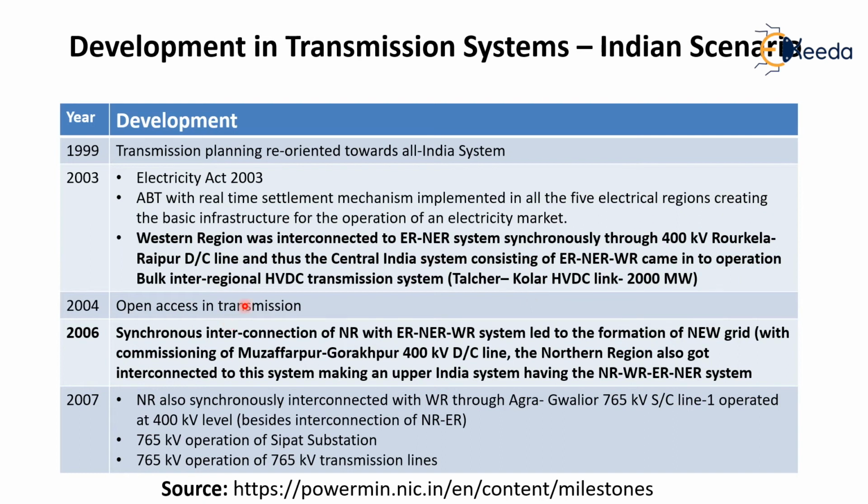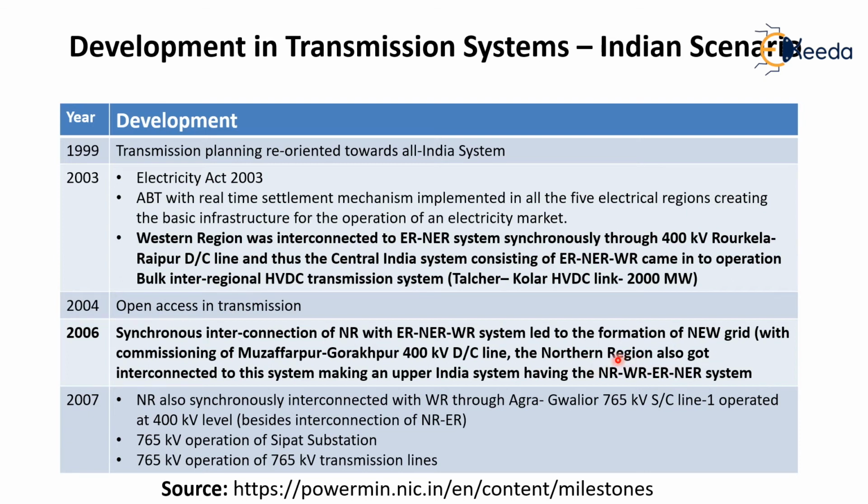In 2006, the next important interconnection took place: synchronous interconnection of the northern region with the eastern region, northeastern region, and western region system, leading to the formation of the new grid. New grid refers to the northern, eastern, and western region grid, with the commissioning of the Muzaffarpur Gorakhpur 400 kV double circuit line. The northern region also got interconnected to the system, making an upper India system with the northern region, western region, eastern region, and northeastern region.